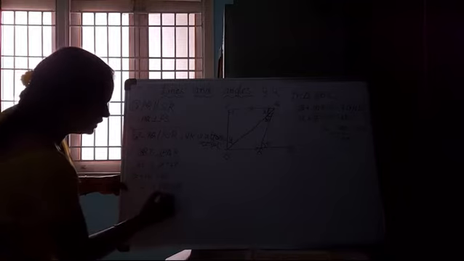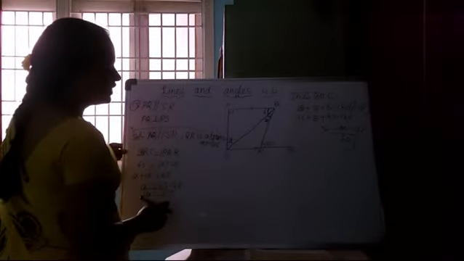I just moved 28 from the right side to the left side. So angle X is equal to 65 minus 28, that is 37 degrees. Angle X is equal to 37 degrees. In this way we found this one as 37.